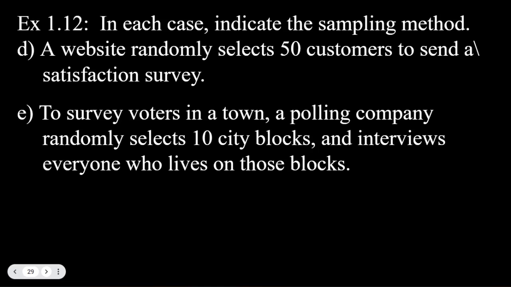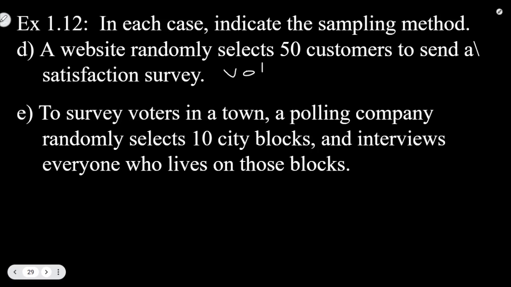Letter D, a website randomly selects 50 customers to send a satisfaction survey to. Again, you might have a random sampling idea, but most basically this is volunteer again. Because are the people required to return that satisfaction survey? And the answer is no. Most of us, when we get surveys like that in the mail or on a website, we are going to toss those in the garbage or just ignore them. So that's another volunteer option.